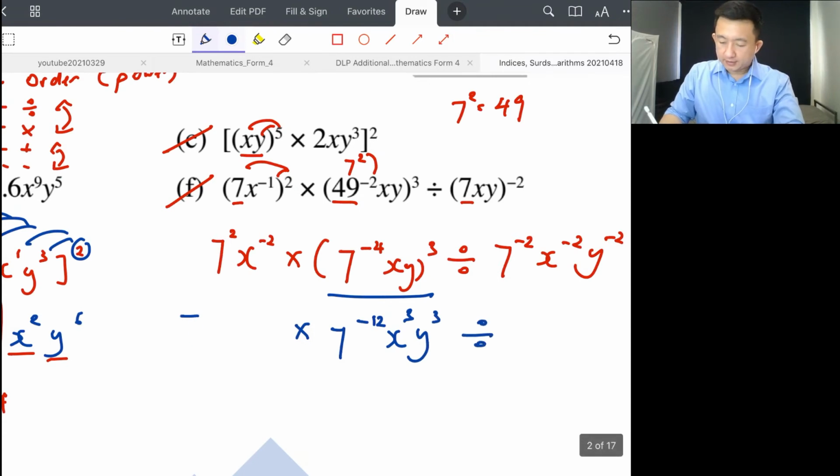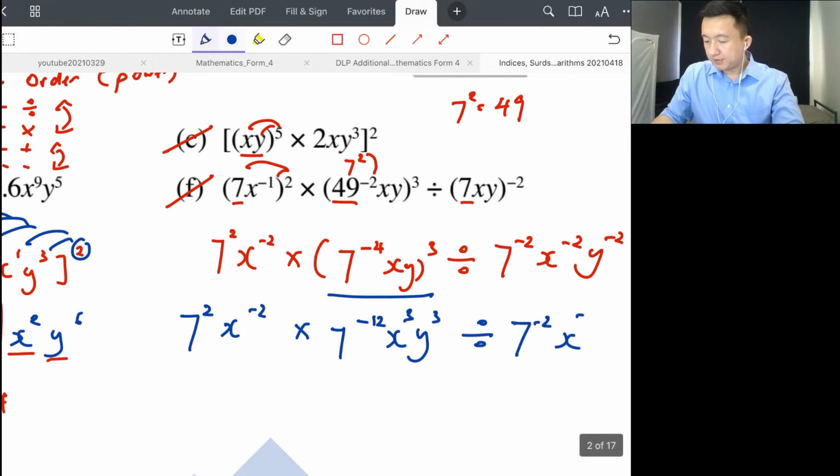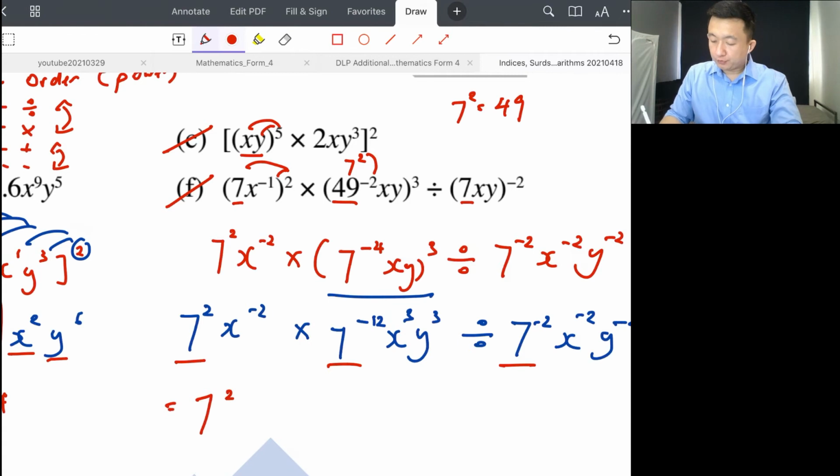The rest is the same. Now we go by group. So usually we deal with the number first. Okay, 7 power 2 plus, sorry, multiply, so you plus. Negative 12, division, so you put minus negative 2.